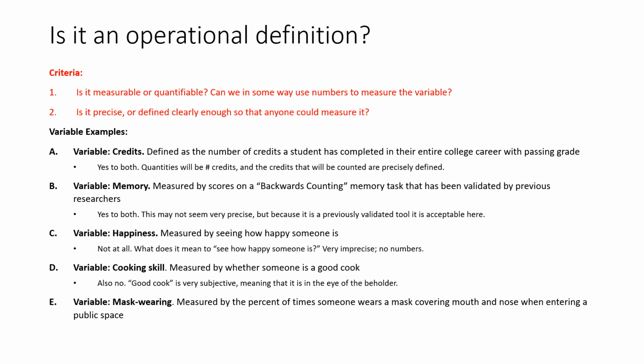E, the variable is mask wearing, and we're going to measure it by the percent of time someone wears a mask covering mouth and nose when entering a public space. And I would say this seems good. It's clear when we'll count the data, when they're entering the public space, and what exactly we will count, but the mask has to be covering. I think it's pretty clear. It's a good starting point.